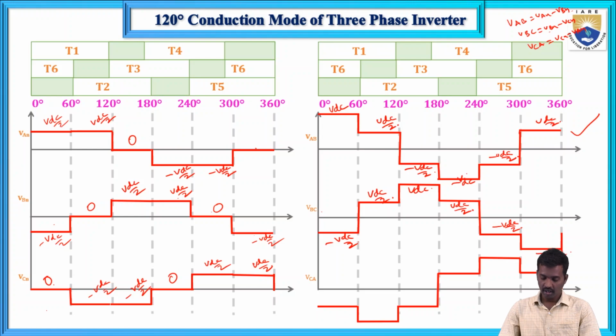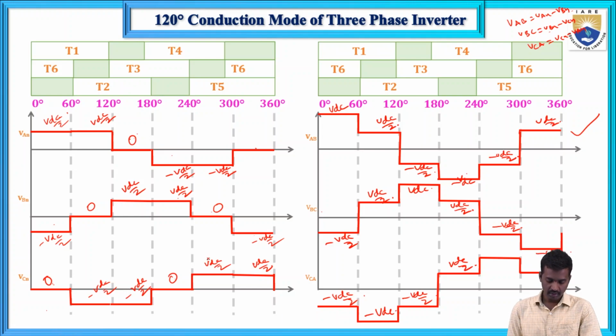And next, the last one, VCA means VCN minus VAN. VDC by 2 minus 0, sorry, 0 minus VDC by 2, that is minus VDC by 2. And next here, minus VDC by 2 minus of, this is minus VDC. And after that, minus VDC by 2, 0 minus VDC by 2. Next here, 0 minus of minus VDC by 2 plus VDC by 2.